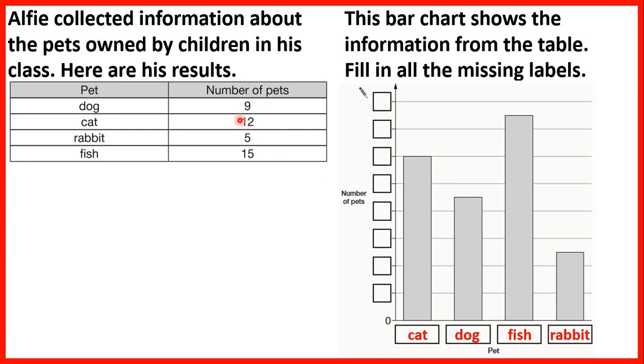So we know that 12 children had cats, but if we look, we have 1, 2, 3, 4, 5, 6 lines for our bar. Now 12 divided by 6 is 2, so that means that each line must represent 2 pets. So we have 2, 4, 6, 8, 10, 12, and that makes sense because the bar for cat has a total of 12, and we can see that 12 children had cats. And then we can check dog is between 8 and 10, and that makes sense because 9 children had dogs.